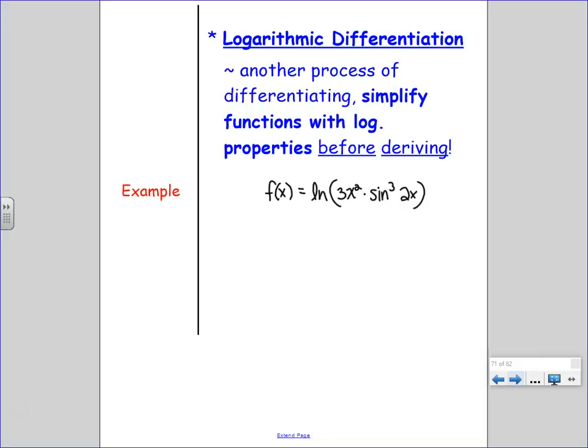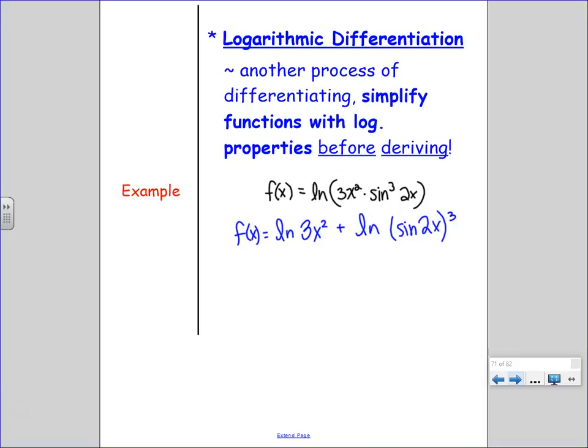Let me show you what I mean. Logarithmic differentiation is just a snazzy way of saying you can use log properties to rewrite before you ever have to derive. So rewriting, I'm not deriving it. We just saw a second ago there's a product in there, right? And isn't there a property for product? And we saw that sine cubed of 2x can be rewritten as sine of 2x cubed.